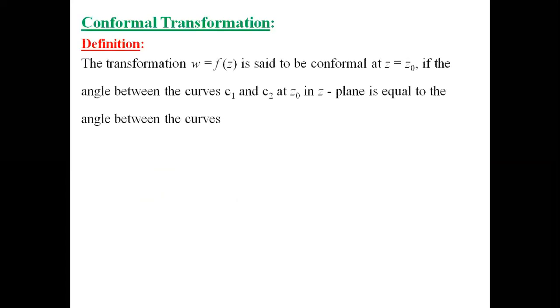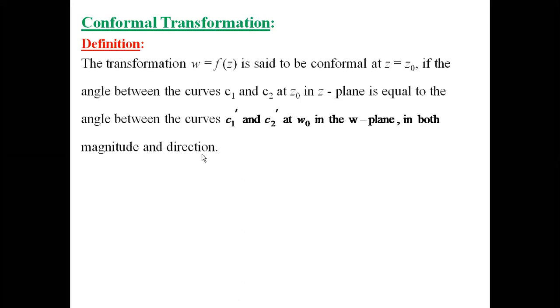First, we will see the definition for conformal transformation. The transformation W is equal to f of z is said to be conformal at a particular point z is equal to z naught if the angle between the curves C1 and C2 at z naught in the z plane is equal to the angle between the curves C1 dash and C2 dash at W naught in the W plane in both magnitude and direction. So we consider two planes here, the z plane and the W plane.